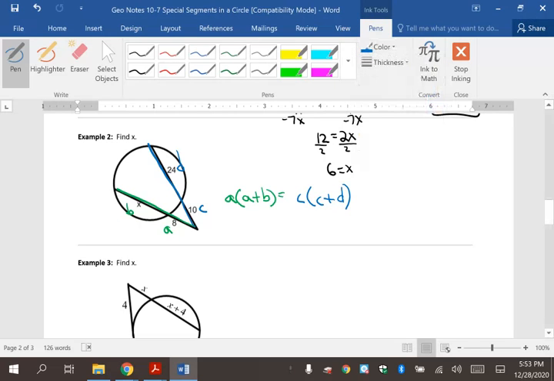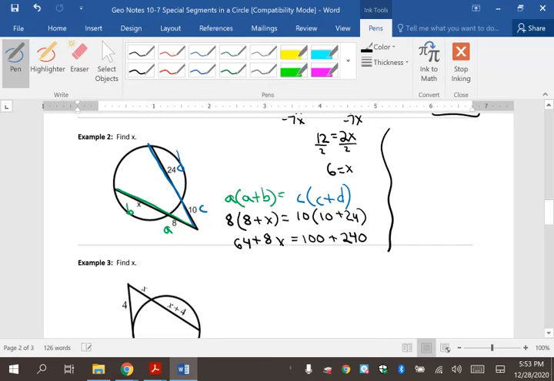It is up to you if you want to use the A's, B's, C's, and D's, or the outside times total. If you use A's, B's, C's, and D's here, the A and the C have to be on the outside of the circle. So we have 8 times the quantity, 8 plus x equals 10 times the quantity, 10 plus 24. So we have a 64 plus 8x equals 100 plus 240.